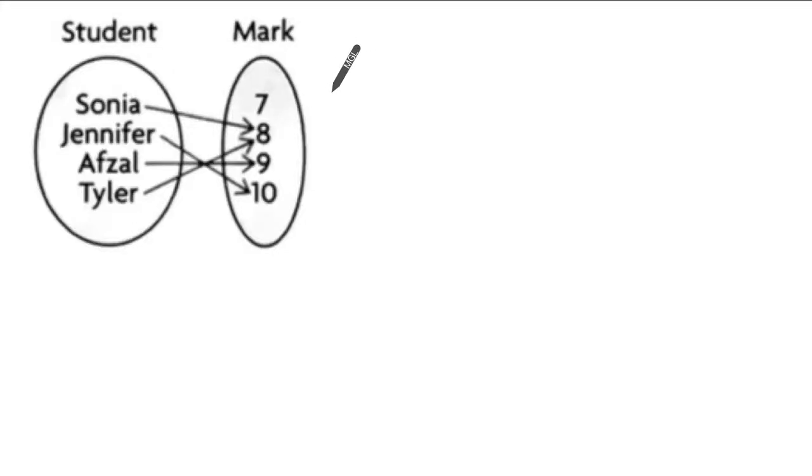So the first thing that we want to do for this question is to write the ordered pairs for this relation over here. Now, what our ordered pairs will look like will be, first we have the student name, and then the next point would be the mark.